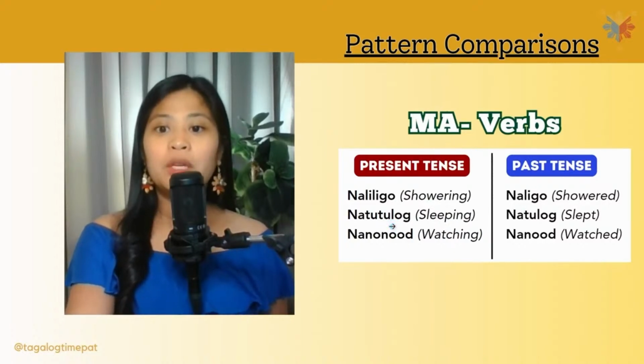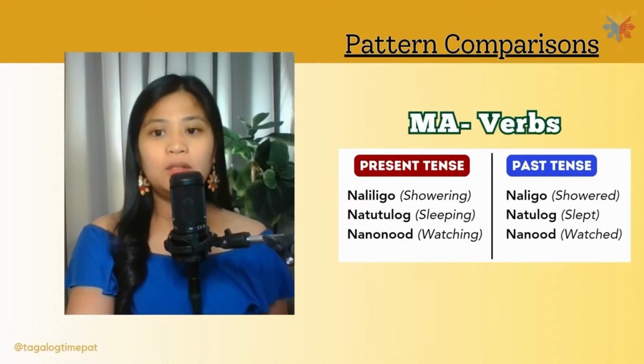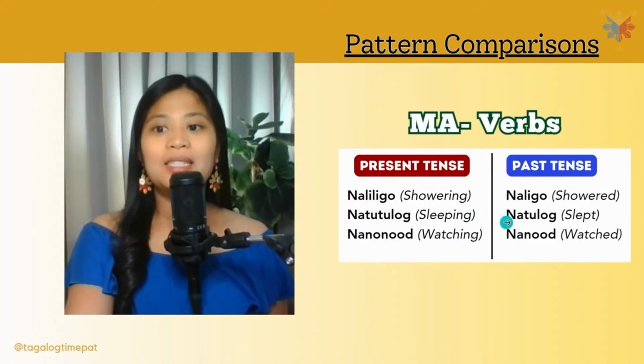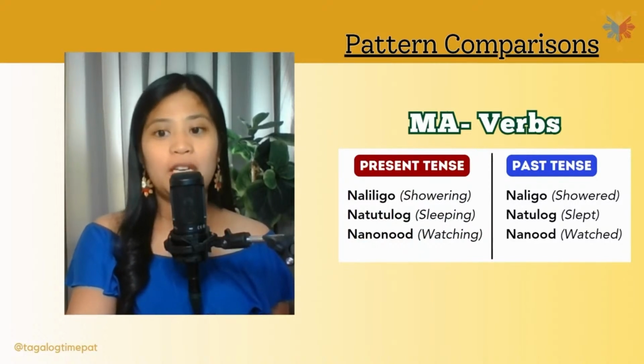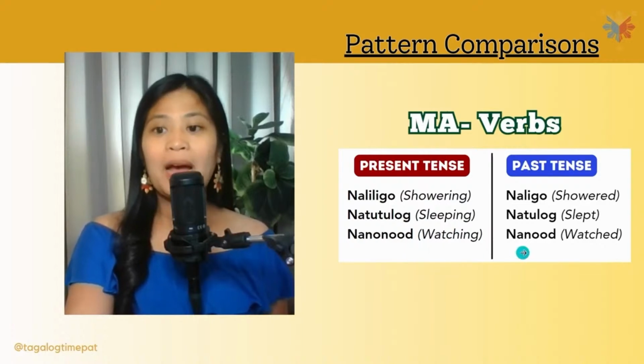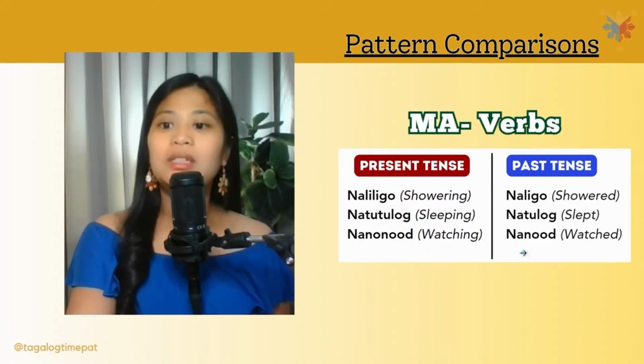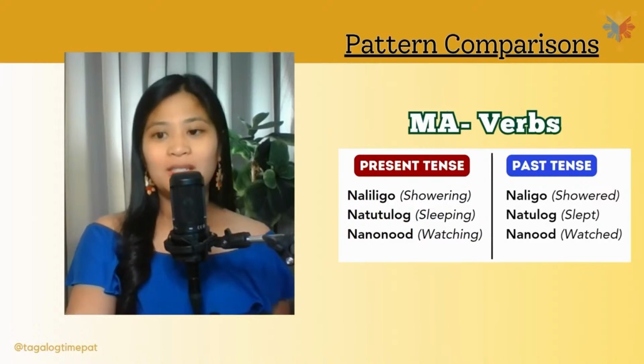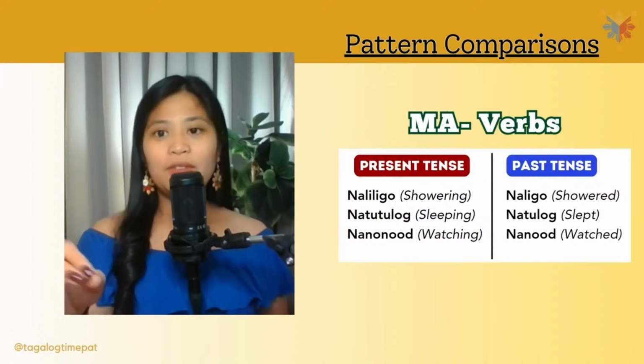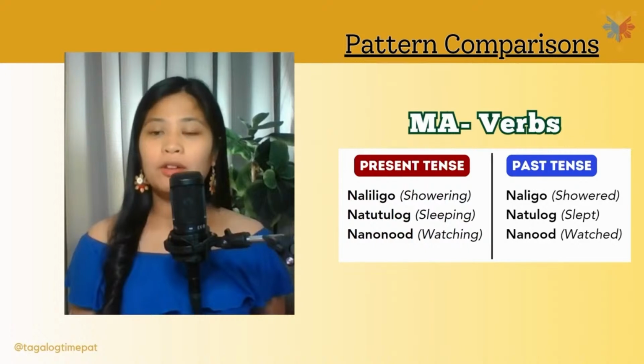For the verb matulog, in the present tense, it's natutulog siya. So natutulog is sleeping. In the past tense, it's natulog. That means slept. Then for the verb manood, in the present tense, it's nanonood. Nanonood ako. I am watching something. In the past tense, it's nanood. Nanood ako. I watched something.